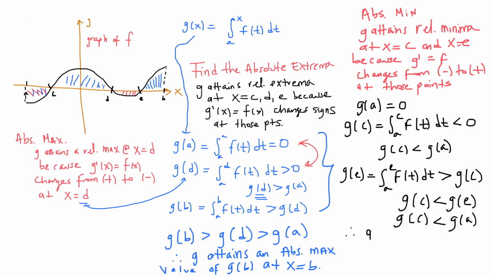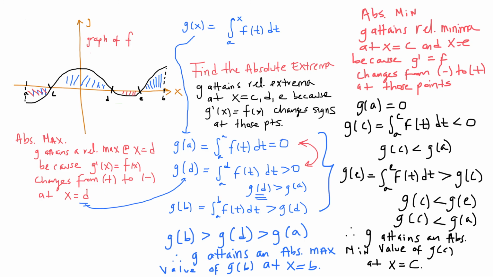Therefore, G attains an absolute minimum value, by that I mean Y, the absolute minimum value of, and I have to give a Y, and the lowest Y was G of C, and this is very redundant, but it's going to be safe if I say at X equals C.